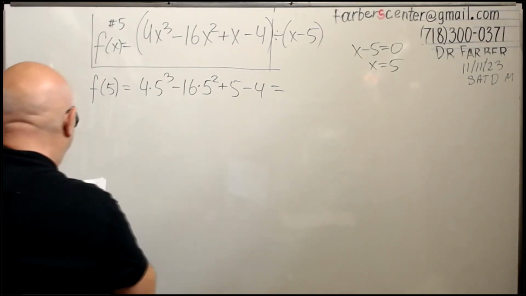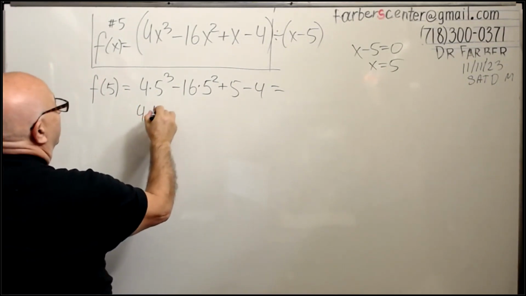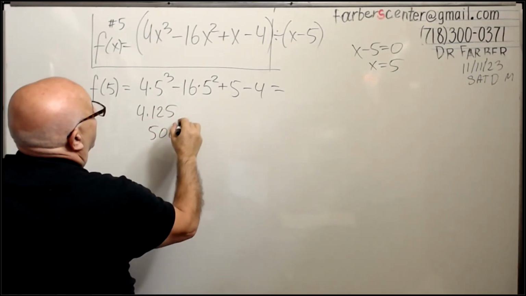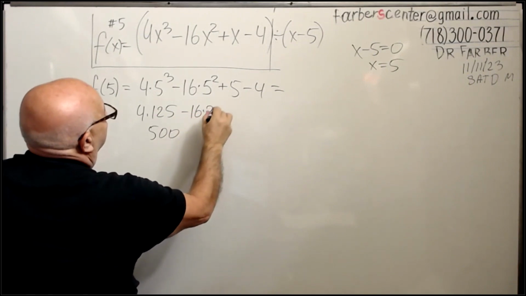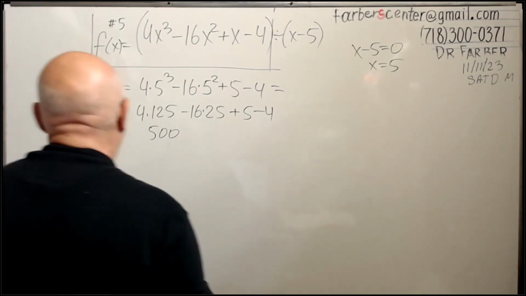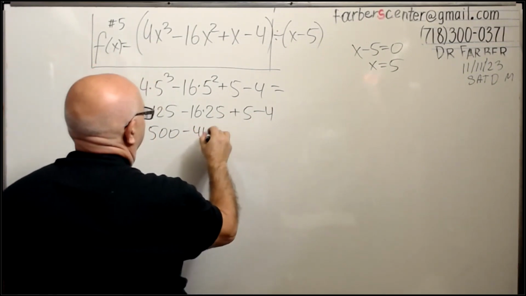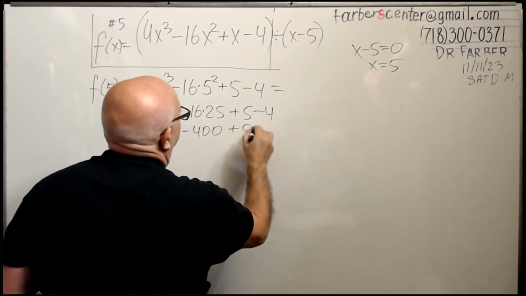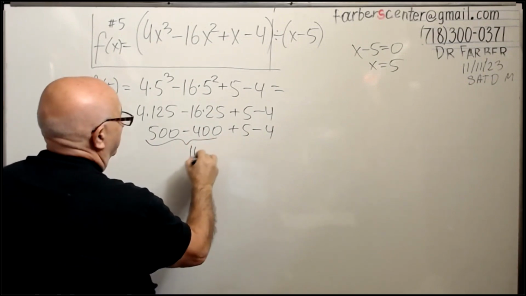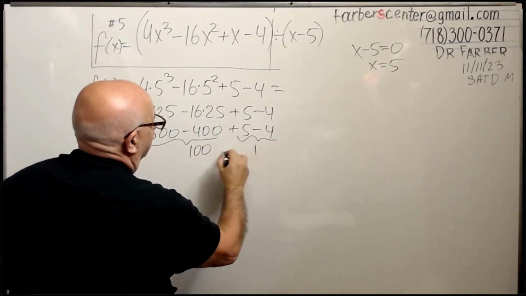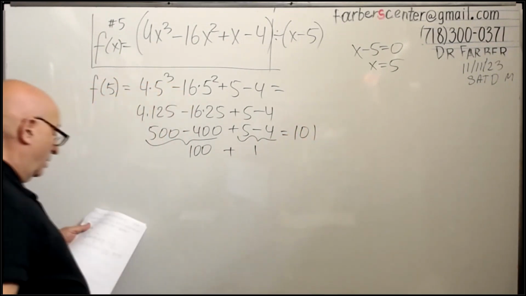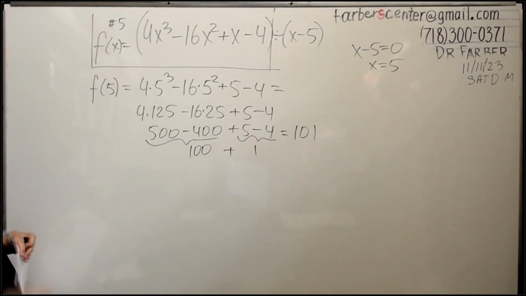Well, if you multiply this, it would be 4 times 125, or 500, minus 16 times 25, and plus 5 and minus 4. 16 times 25 is 400, and plus 5 and minus 4. This is 100 and this is 1. So the remainder would be 101. Okay. Any questions about this?